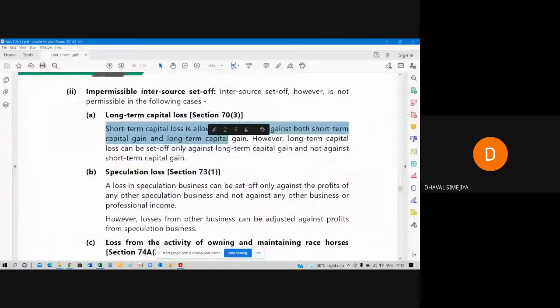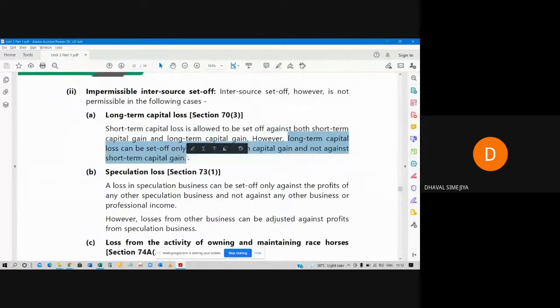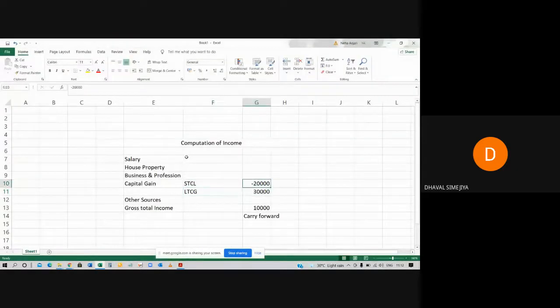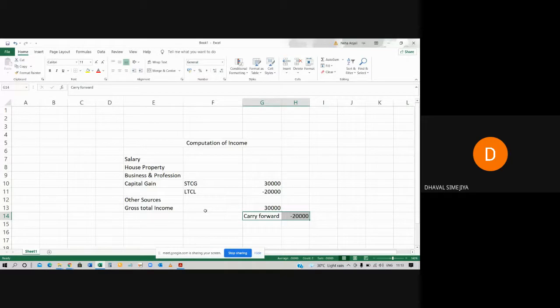But, next line, if I am having long-term capital loss, then it can be set off from only and only long-term capital gain. Reverse situation. Let's say here I am having a gain of 30,000 and I am having minus 20,000 in long-term capital loss. So this will not be allowed as set off. My total income will be 30,000 rupees and the carry forward amount will be 20,000 rupees. I will be allowed to carry forward this amount. This loss will not be set off from short-term capital gain.